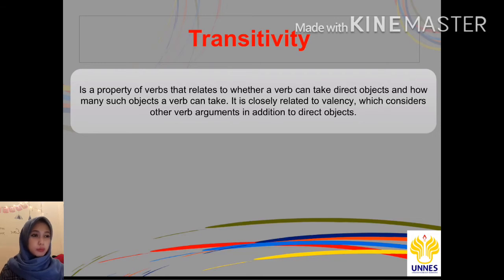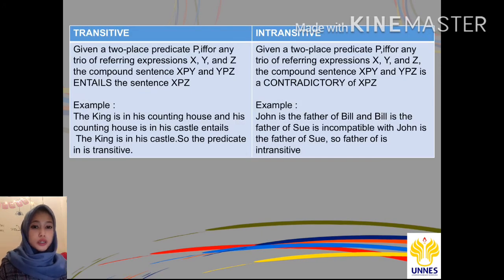So next about transitivity. It is a property of verbs that relates to whether a verb can take an object and how many objects a verb can take. It is also related to valency, which considers the verb's arguments in addition to the direct object. Okay, transitivity has two types. It is about transitive and intransitive.